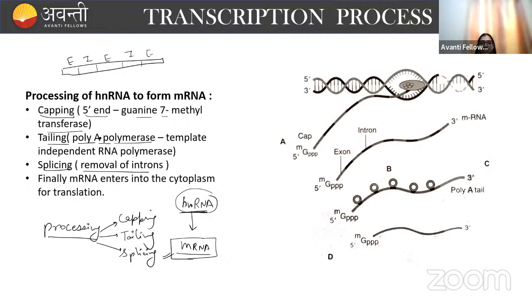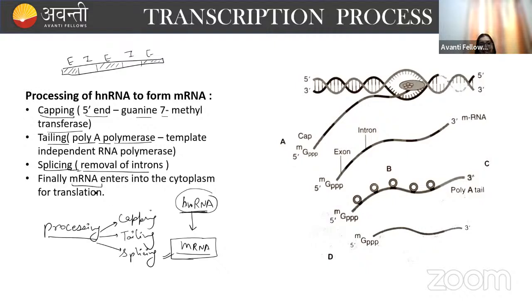Right? Exons are the coding sequence which code for the functional protein, and introns are the non-coding sequence. For the formation of the protein or the polypeptide chain, we only require the coding sequence, which does not require the non-coding sequence. So we have to remove this non-coding sequence, and for that we require splicing.